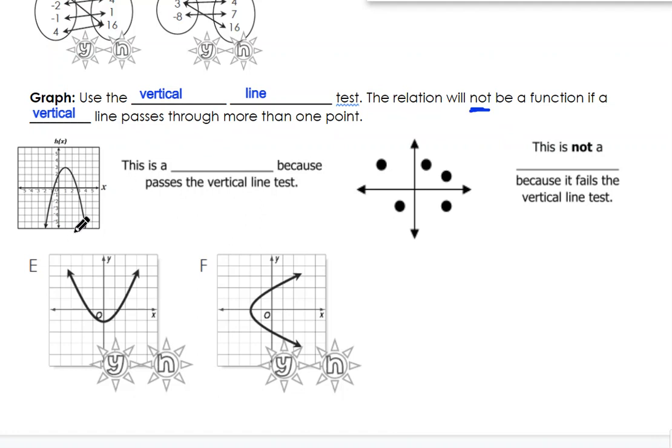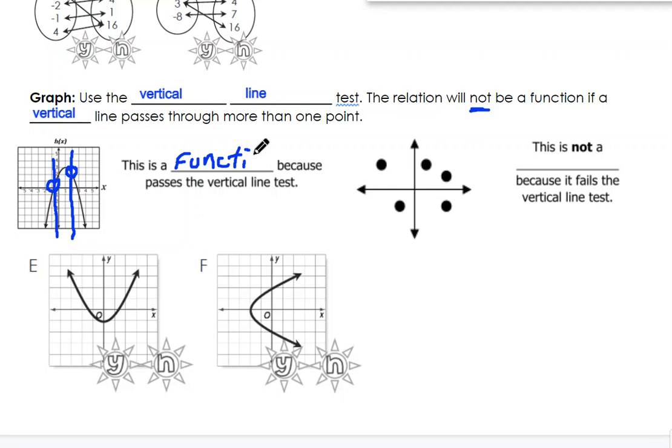So what do I mean by vertical line? If I draw a vertical line, a straight up and down line, and I have this graphed curve here, that graphed curve only hits that line at one point. No matter where I draw my line, that graphed line will only hit it at one point. So that is a function. It only touches once, no matter where I draw my line.